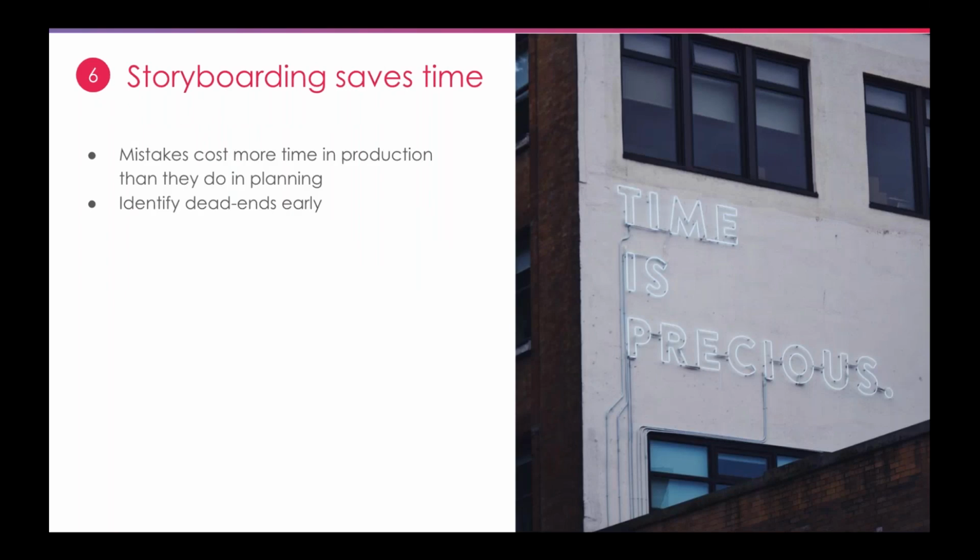Number 6, storyboarding, it saves time. Mistakes cost a lot more time in production than they do in planning. Storyboarding allows you to identify dead-end developments a long time before you have to invest the time in fleshing them out. In the worst case scenario, the fix may be considered too time consuming if we weren't to storyboard, and therefore it might not actually be implemented. And then you could actually launch a course with an error.